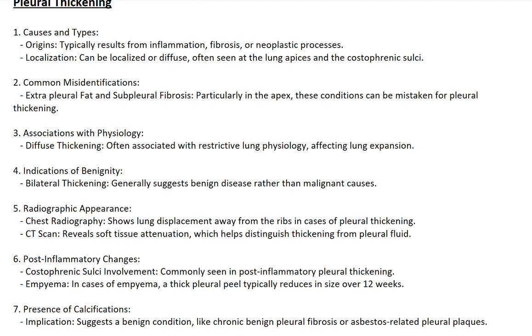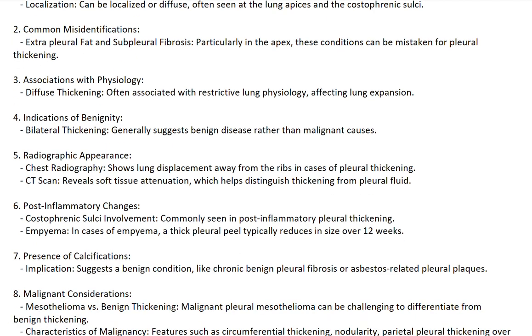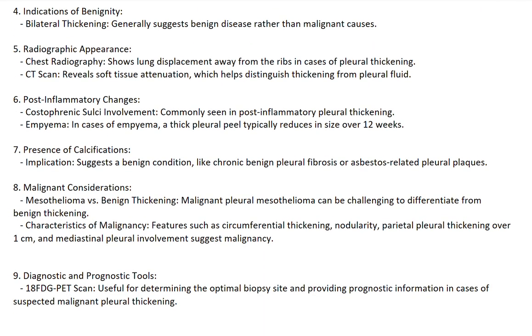7. Presence of calcifications. Implication. Suggests a benign condition, like chronic benign pleural fibrosis or asbestos-related pleural plaques. 8. Malignant considerations. Mesothelioma versus benign thickening. Malignant pleural mesothelioma can be challenging to differentiate from benign thickening.